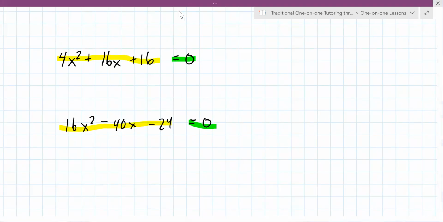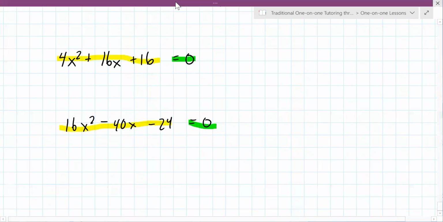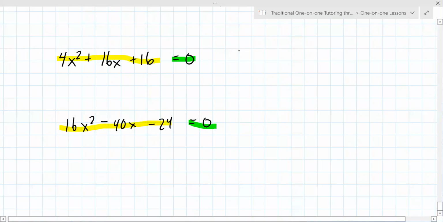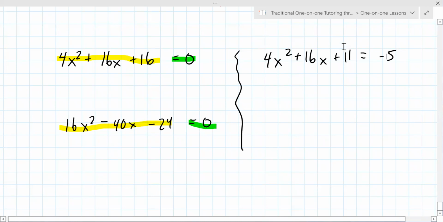No, but it could be disguised. Let me rewrite this one. These are good questions. I'd love for you to ask more of these in the future. If I wrote 4x squared plus 16x plus 11 equals minus 5, you have to get this number on the left before you can decide what kind this is. So then it'd still be a perfect square trinomial. Exactly, because you're adding 5. But if you didn't know and you just said, I'm going to multiply 4 times 11, you're going to go down the wrong path. Well, you should get the right answer. It'll just take you a lot longer.